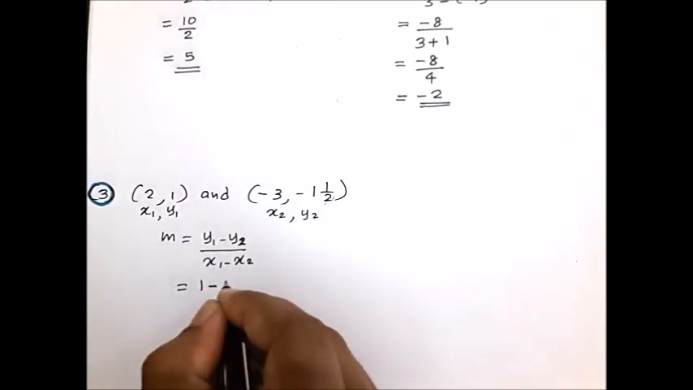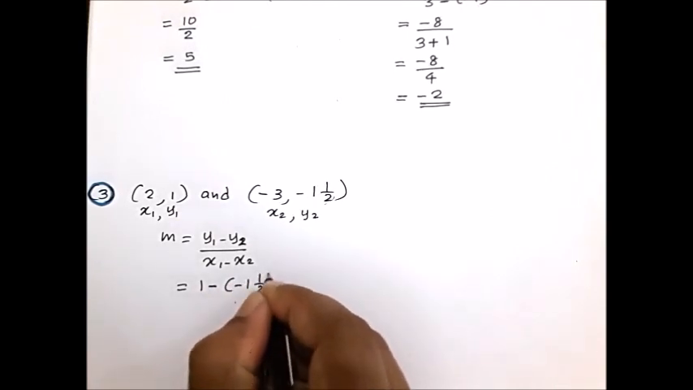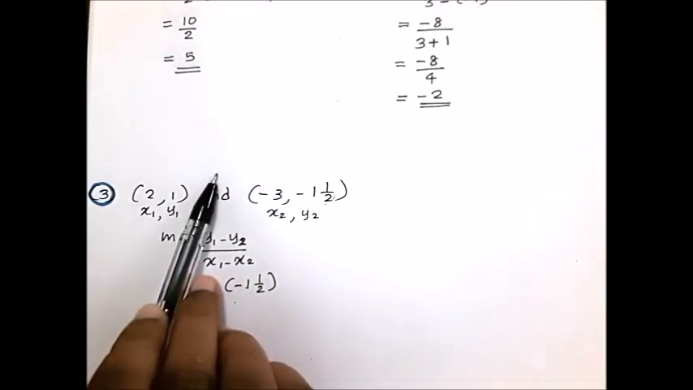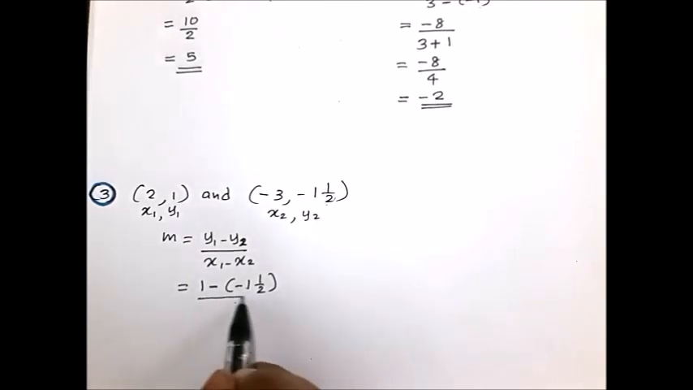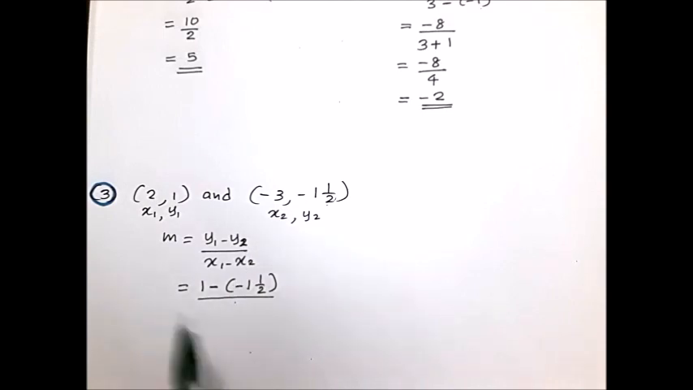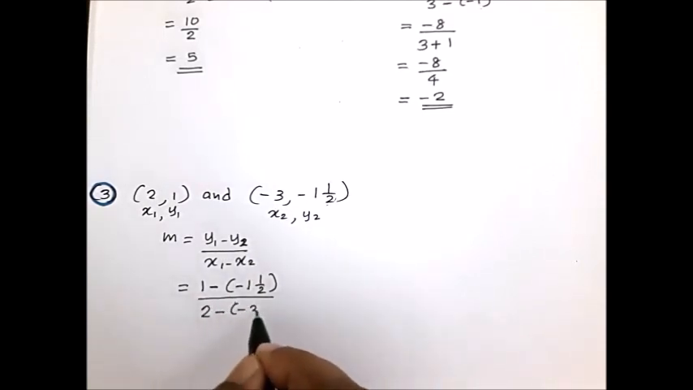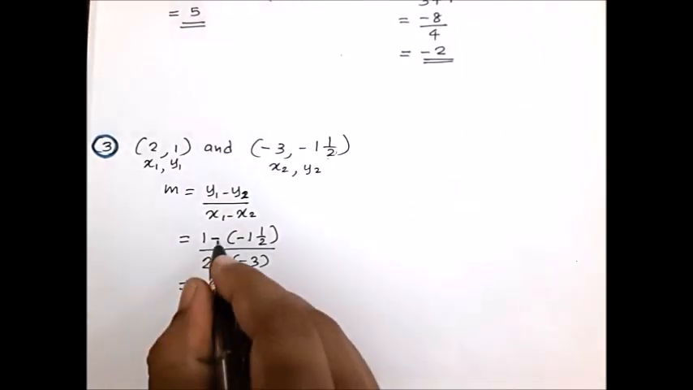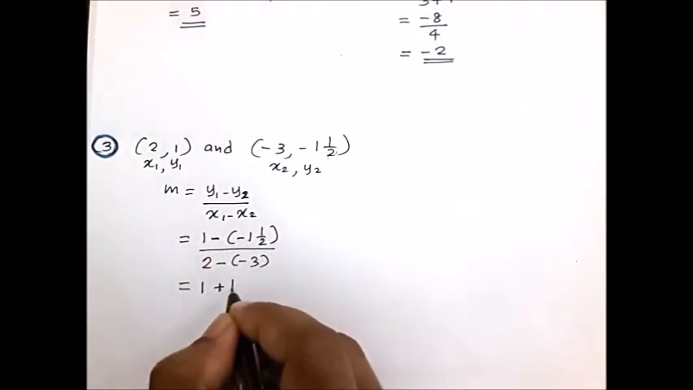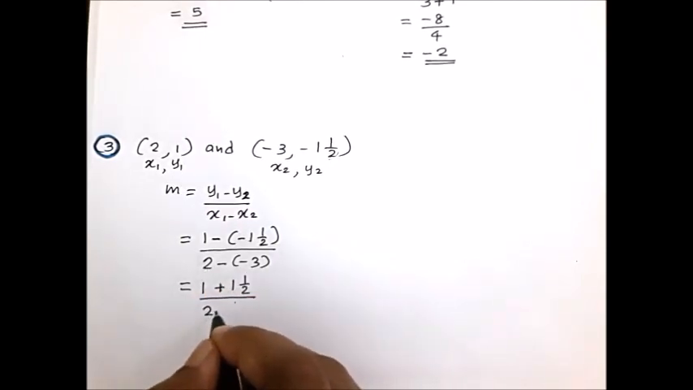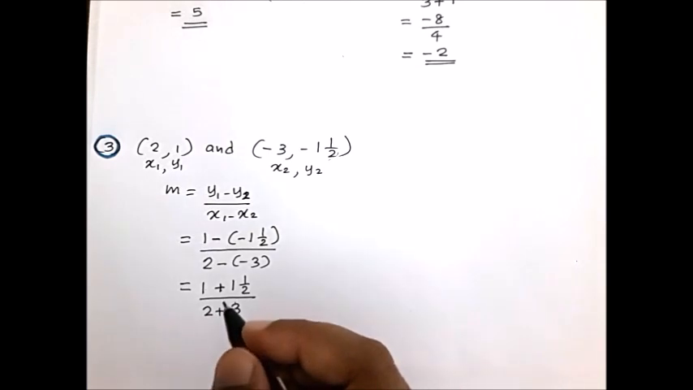So put this within brackets. If you are writing two minus signs, write the second number within brackets. 1 minus minus 1 and a half. And the difference of x coordinates, 2 minus minus 3. Again write within brackets. Now remove brackets. Minus multiplied by minus is plus 1 and a half. Again minus multiplied by minus is plus 2 plus 3.